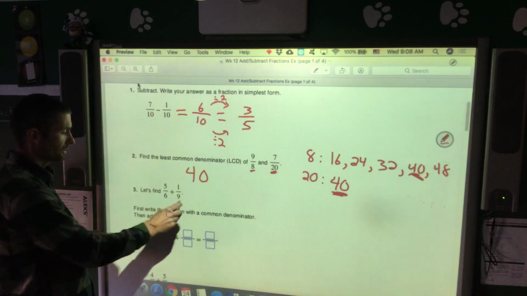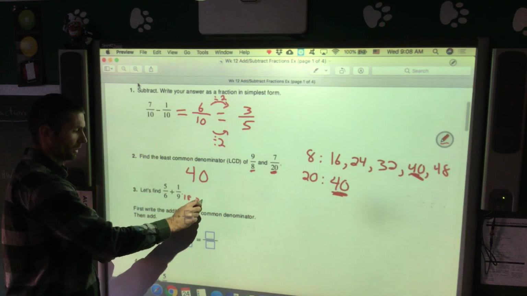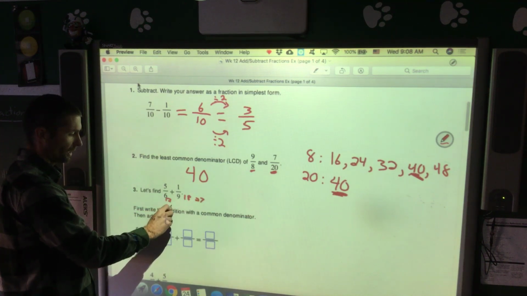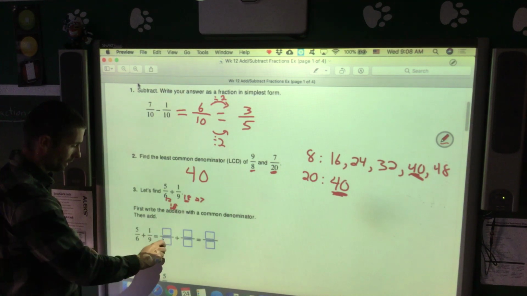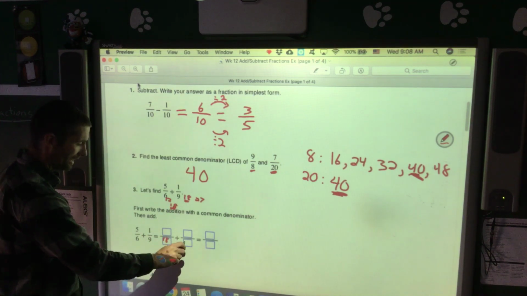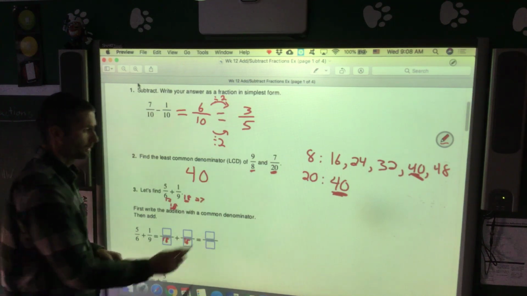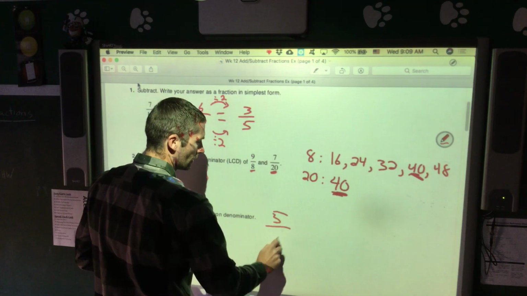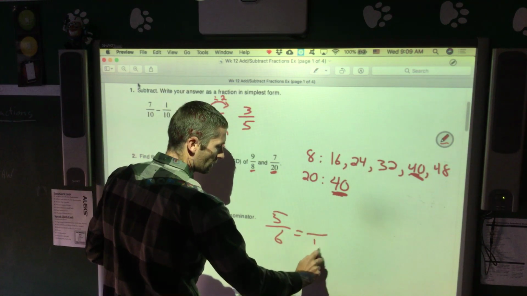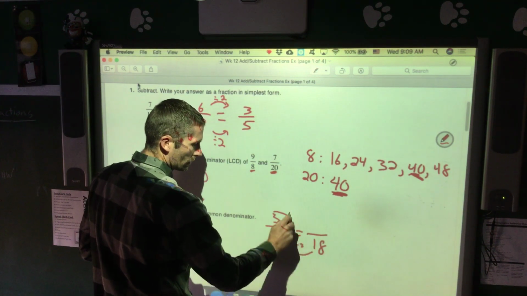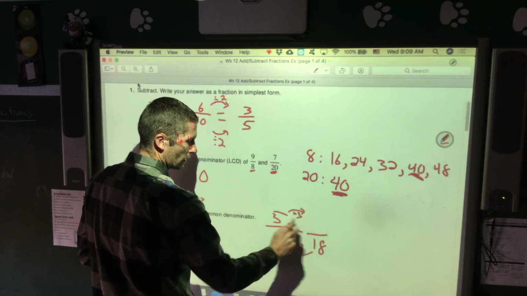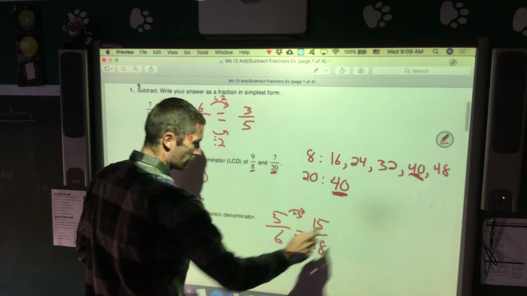We know 9, 18, 27. We know 6, 12, 18. There we go. Least common denominator, 18. So we'll rewrite them both with 18. So to change 5/6 to 18ths, we did times 3 here. So we have to do times 3 here. So 5/6 is the same as 15/18.